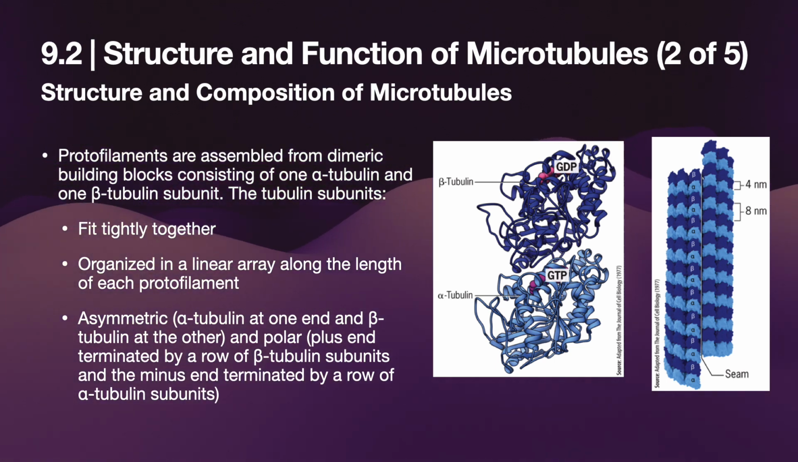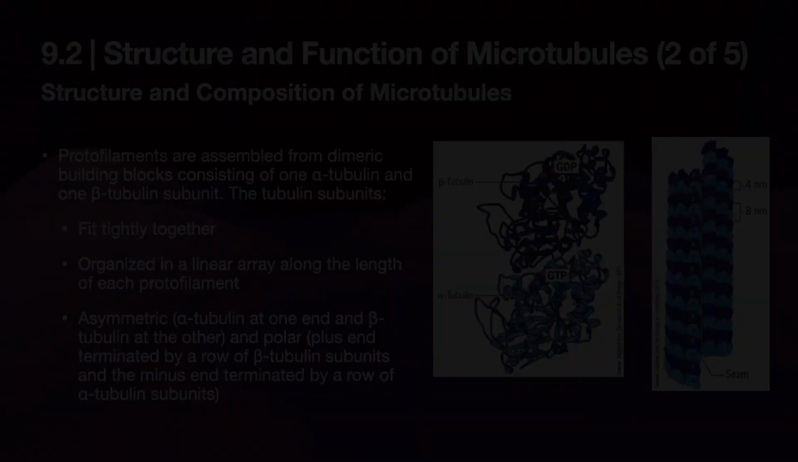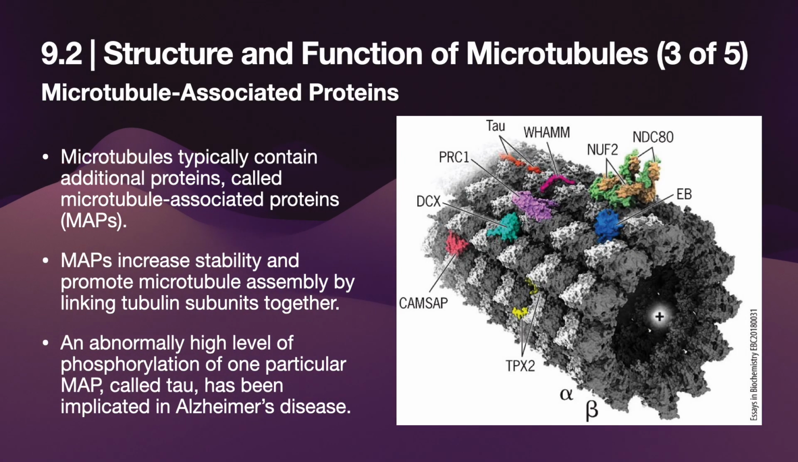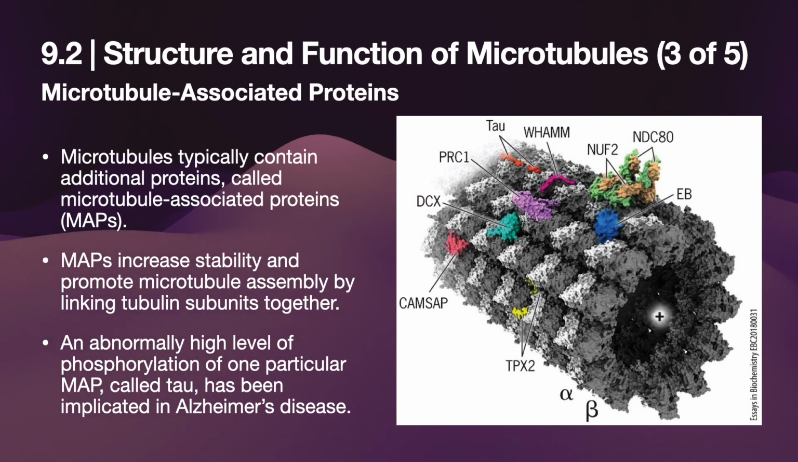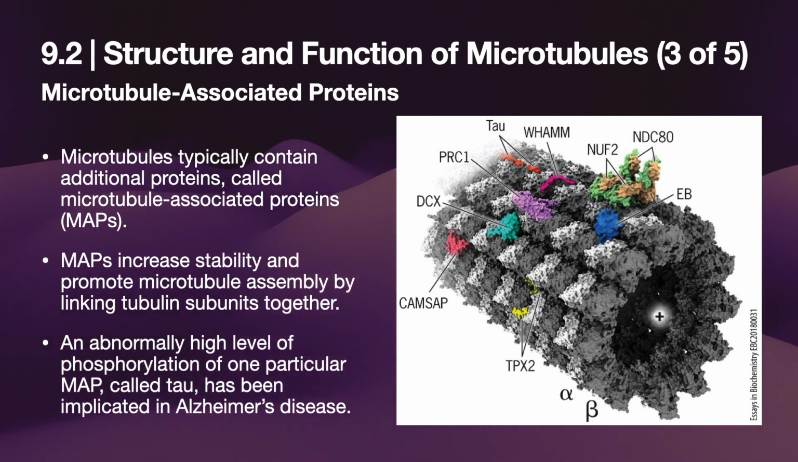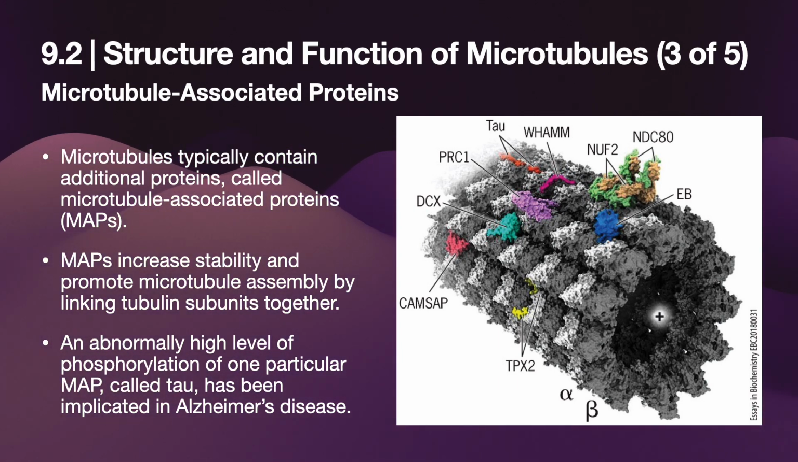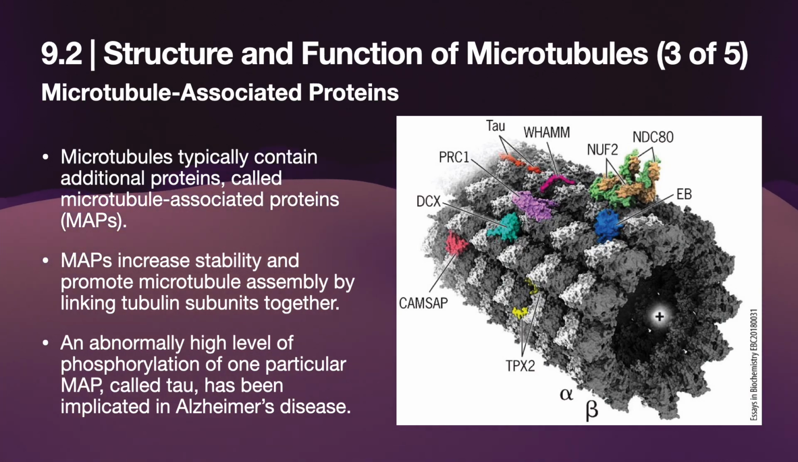of alpha tubulin subunits. There are also what we call microtubule associated proteins, and you can see in the figure on your right that there are a lot of proteins associated with the microtubule. These are additional proteins called microtubule associated proteins. They increase stability and promote assembly by linking the tubulin subunits together. An abnormally high level of phosphorylation of one particular MAP called tau, or tauopathy, has been implicated in Alzheimer's disease.